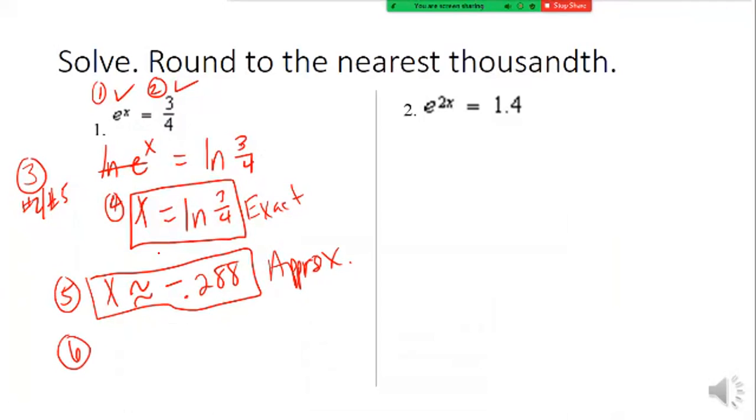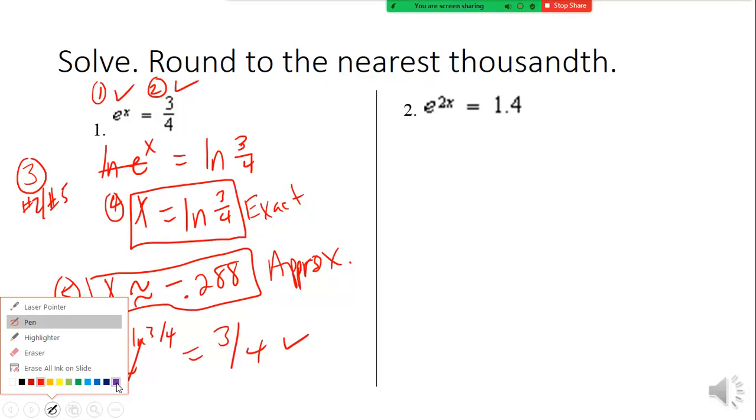On step 6, all you're doing is plugging in and checking yourself. Again, you're going to use the exact to check yourself. So we have e to the natural log of 3/4 equals 3/4. What happens to e and natural log? Does 3/4 equal 3/4? Yeah. All right. On to the other side.